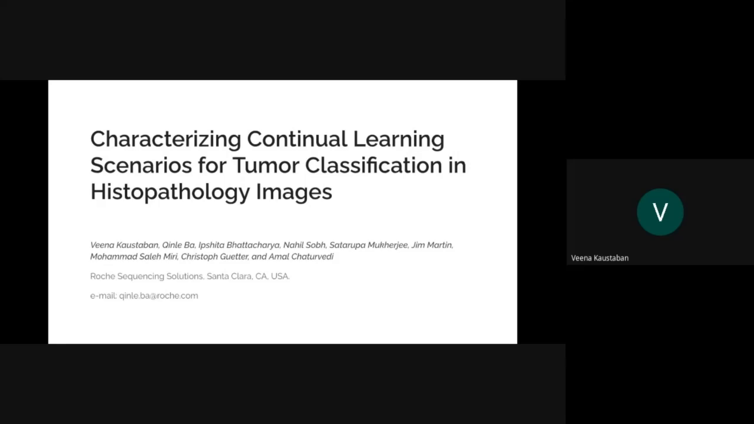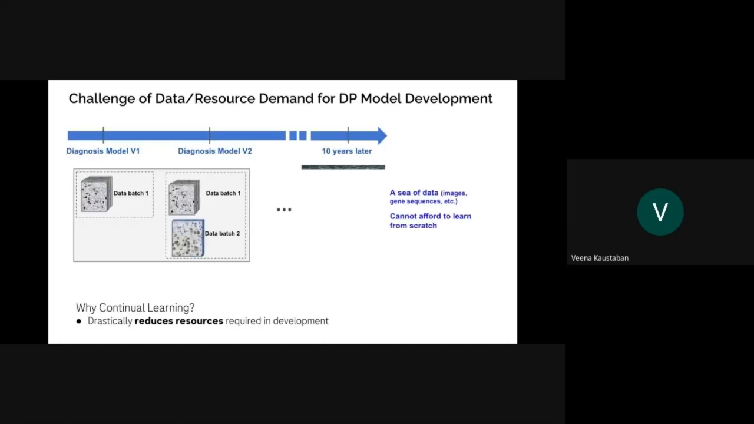I'll be presenting on the topic of characterizing continual learning scenarios for tumor classification in histopathology images. There are two main challenges associated with building a model the traditional route in digital pathology. As data volume continues to increase, it would become impossible to train with all of the data from scratch. Continual learning aims at addressing this by mostly training the model with the most recent batch of data.